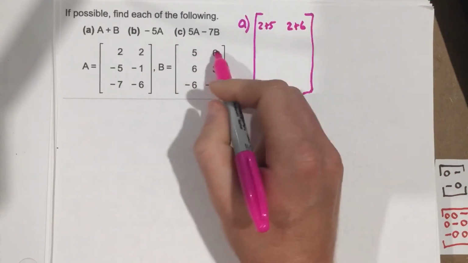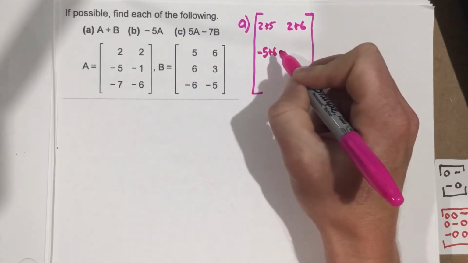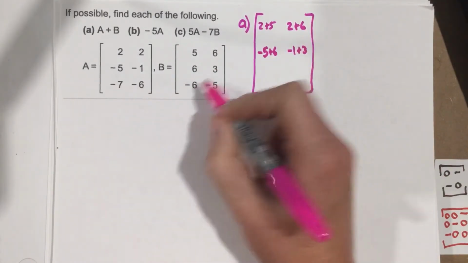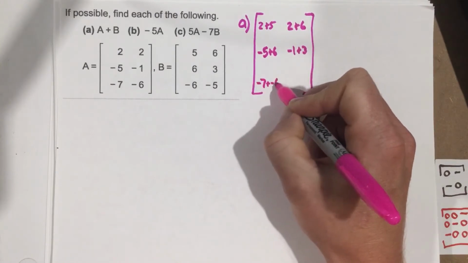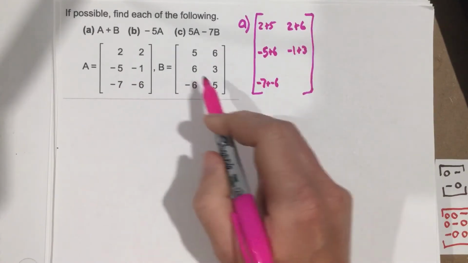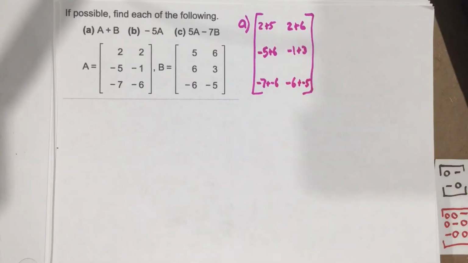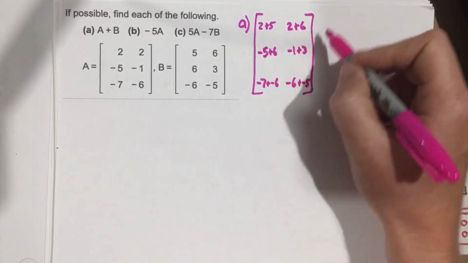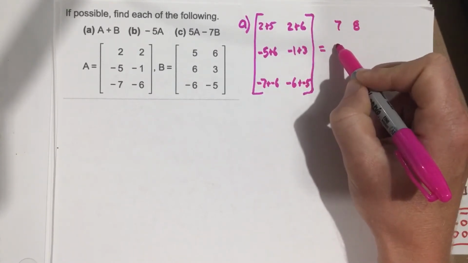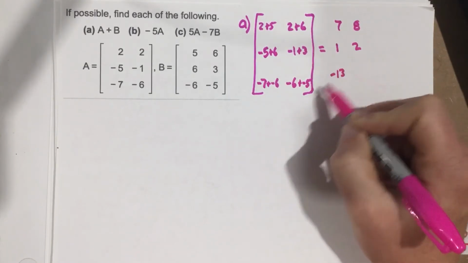We take the upper right-hand corner. Negative 5 plus 6. Negative 1 plus 3. Negative 7 plus negative 6. And then negative 7 plus negative 6, and negative 6 plus negative 5. Okay, now that's going to equal 7, 8, 1, 2, negative 13, negative 11.